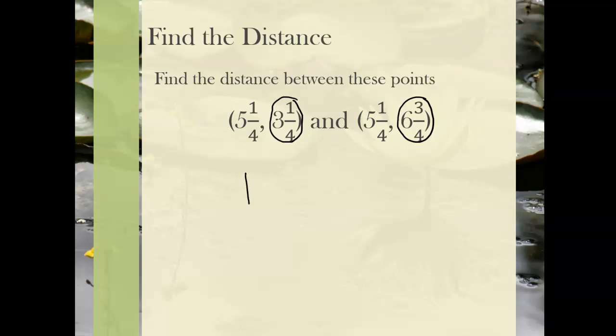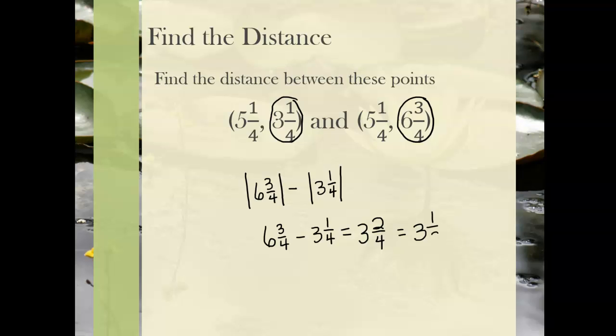I like to start with the larger value, which is 6 3/4, and subtract the smaller value, which is 3 1/4. The absolute value of 6 3/4 is 6 3/4, and we will subtract the absolute value of 3 1/4, which is 3 1/4. Since we have a common denominator, this is easy to subtract. 3/4 minus 1/4 equals 2/4. And 6 minus 3 equals 3. The distance between these 2 points is 3 2/4, which simplifies to 3 1/2 units.